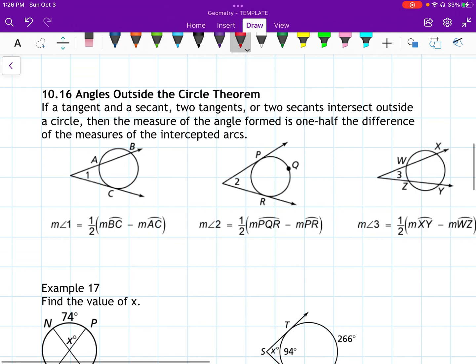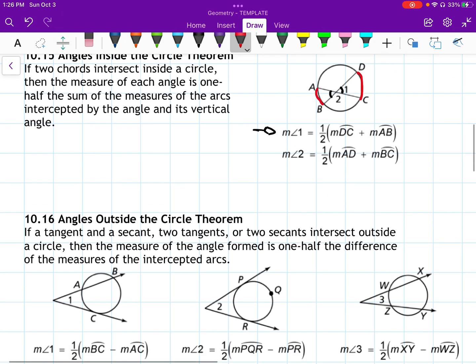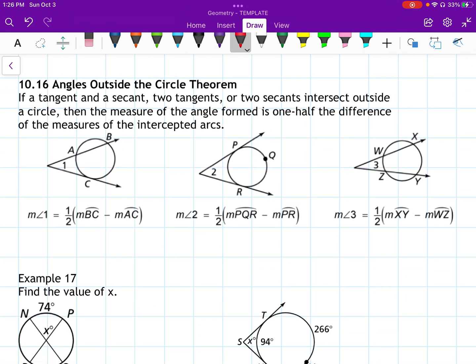Next up, we have angles that are outside the circles, right? So this is inside, and we average them. This one is outside. It's not quite averaging. It's a little bit different. Here we have 3 different scenarios. The first one, we have a tangent and a secant. The second one, we have 2 tangents. And the third one, we have 2 secants. All 3 of them follow the same rule.